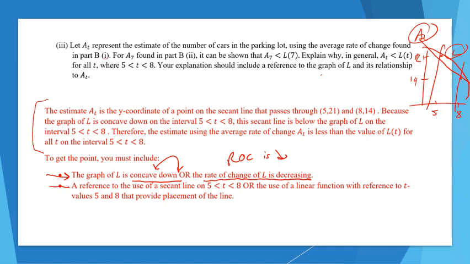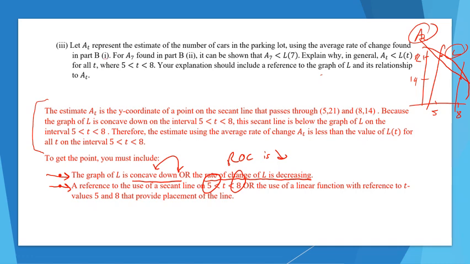The next thing that I would be looking for is for you to reference the fact that you found a secant line in between 5 and 8, or you used a linear function, right? You basically formed a line with the points (5, 24) and (8, 14). So you would need those exact endpoints. If you don't have those, it would be marked as wrong, since they provide the placement of the line.